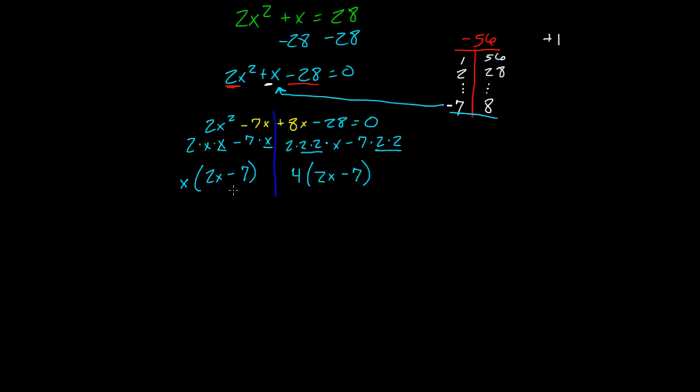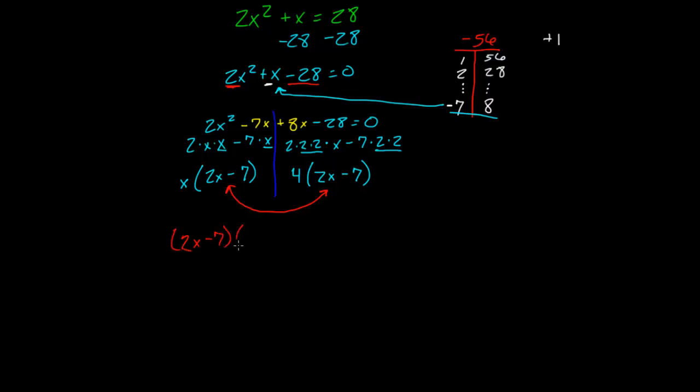Now, if we've done this correctly, what you will see is both sides of our parentheses will have the same thing. We've got a 2x minus 7 over here and a 2x minus 7 over here. So we're getting closer to solving. Let's bring this 2x minus 7, 2x minus 7, go ahead and bring it down, put it in our parentheses.